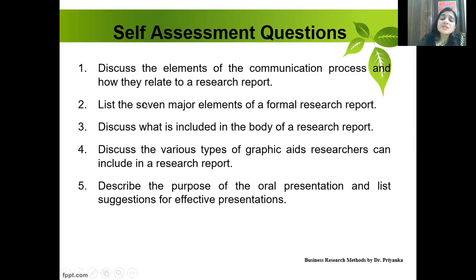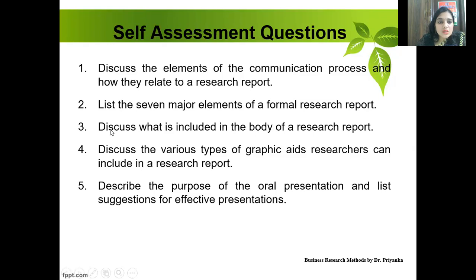Then second is list the 7 major elements of a formal research report. What are those 7 major elements? Number 1, title page, sometimes preceded by a title fly page. Then letter of transmittal, then letter of authorization, then table of contents. Fifth is executive summary, then body of the research report, and then in the last, appendix. These are the 7 basic elements of formal research report.